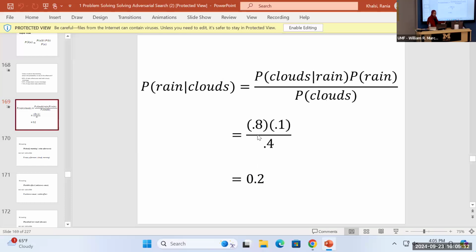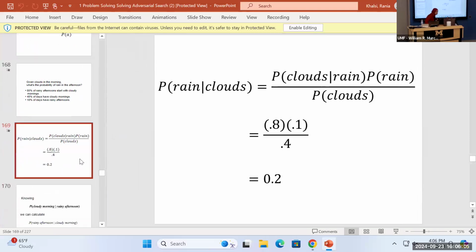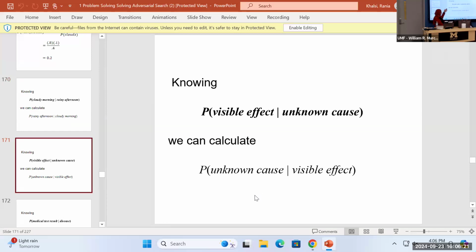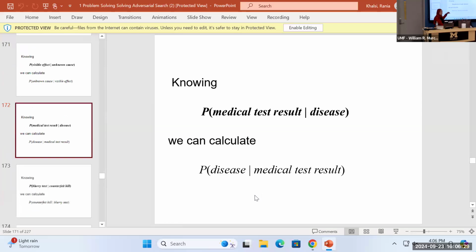So how to decide which formula you have? It always depends on the values or probabilities that are given to you, okay? So next, now what we have here. These are examples. For example, knowing the probability of a cloudy morning given a rainy afternoon can help me calculate the opposite, the probability of a rainy afternoon given a cloudy morning. The same for the case where, for example, I have the probability of a visible effect given an unknown cause, which can let me conclude the probability of the unknown cause given visible effects, and so on.